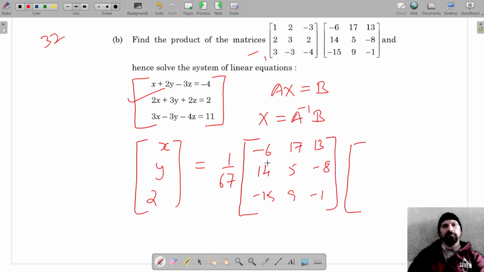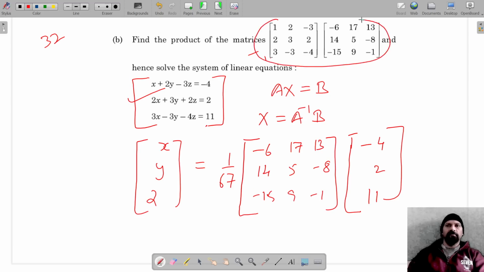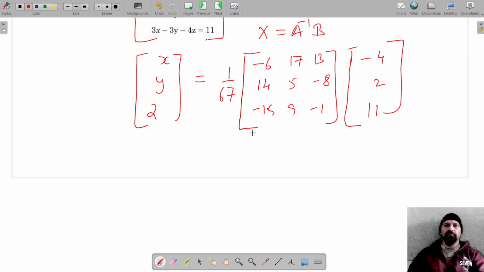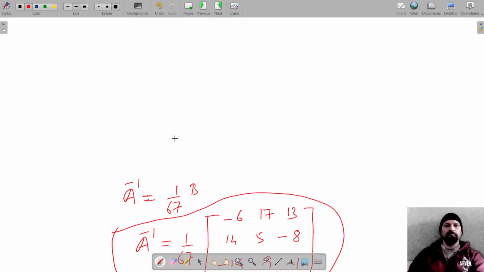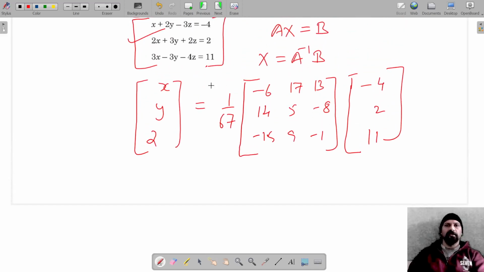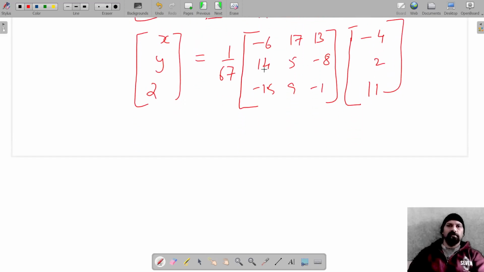And we have to write the B matrix, which has all the constants, so negative 4, 2, and 11. It's given in the question that you find the product of these matrices, and from there we have got the A inverse. Now we can use this to solve the system of equations. So let's multiply these two matrices, which is equal to 1 by 67.